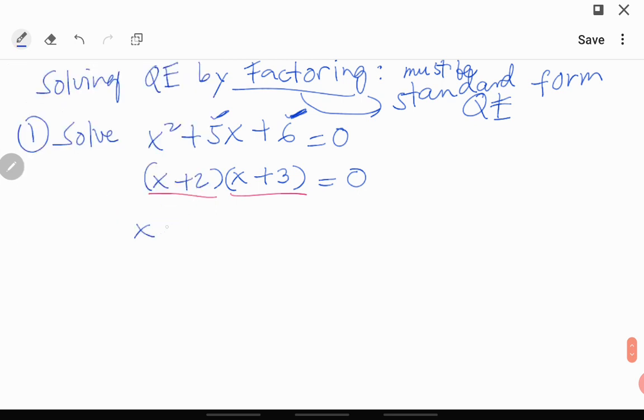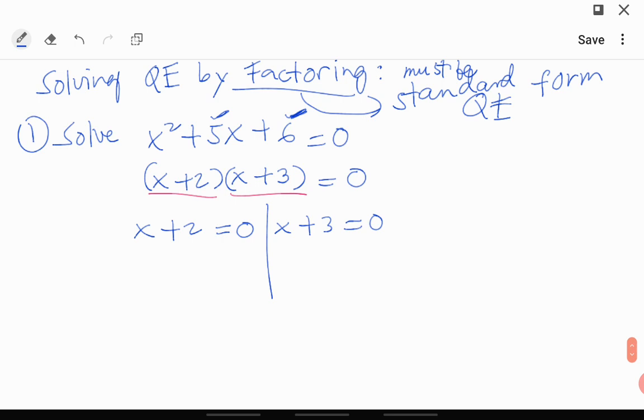So, gagawin natin, kopyahin yan, sulat natin ng equals 0, or equals the number on the right side which is 0. Okay, so x plus 2 equals 0. Same as with the other factor, x plus 3 equals 0. Halimbawa, pag yung number sa right side ay hindi 0, then yun din ang number na isusulat mo. Halimbawa, 10 yung nasa right side, so equals 10. Okay, so first factor is x plus 2 equals 0.